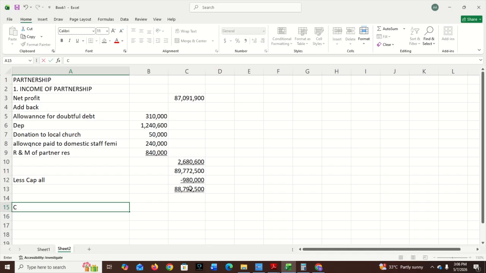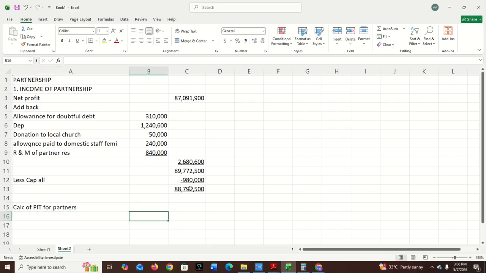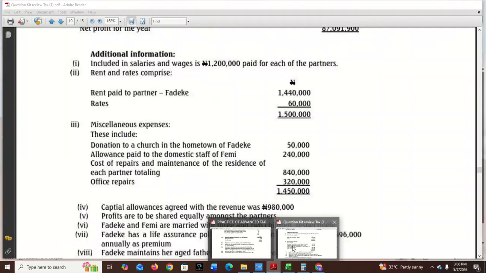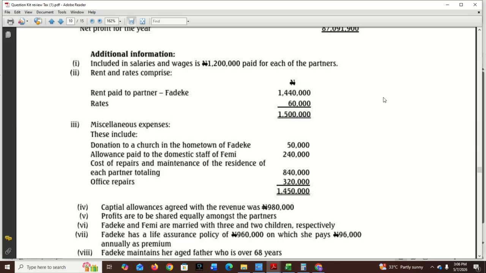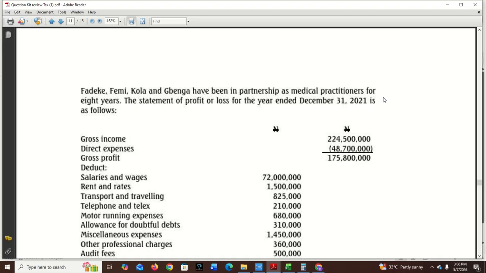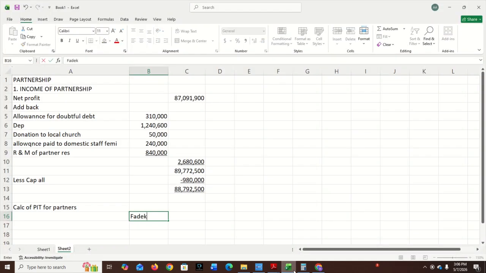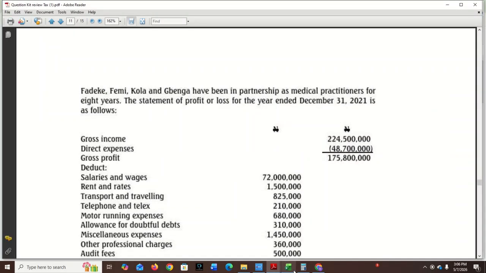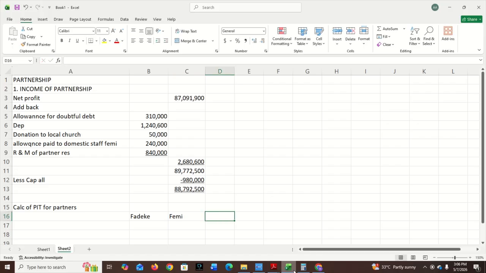Calculation of personal income tax for partners. Calculation of PIT for partners. So the first thing is, of course, their share of profit will come in. So how many partners do we have? Fadeke, Femi, Kola, and Benga. So let's have a column for each. Fadeke. After Fadeke, who is next? We have Femi, Kola, and Benga.